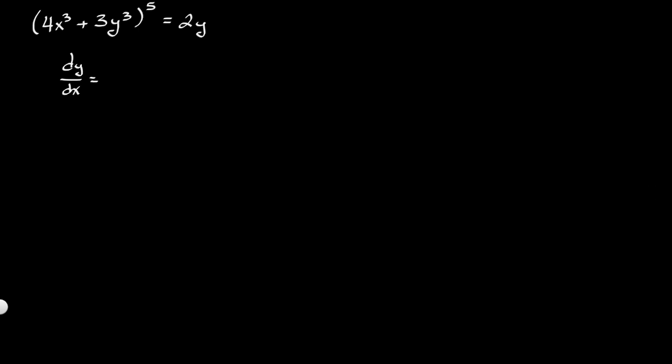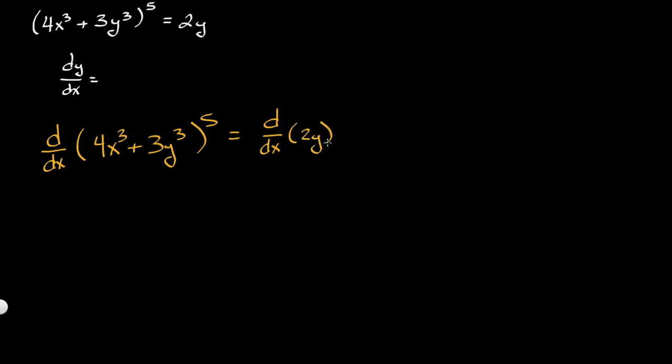So let me choose a color here. We'll go orange. So I'll do the derivative with respect to x of the 4x cubed plus 3y cubed, all raised to the fifth, is equal to the derivative with respect to x of 2y. As we can see on the right side, there is no x term, but we can think of y as a function of x. So how I like to think of this side in my head is by doing this.